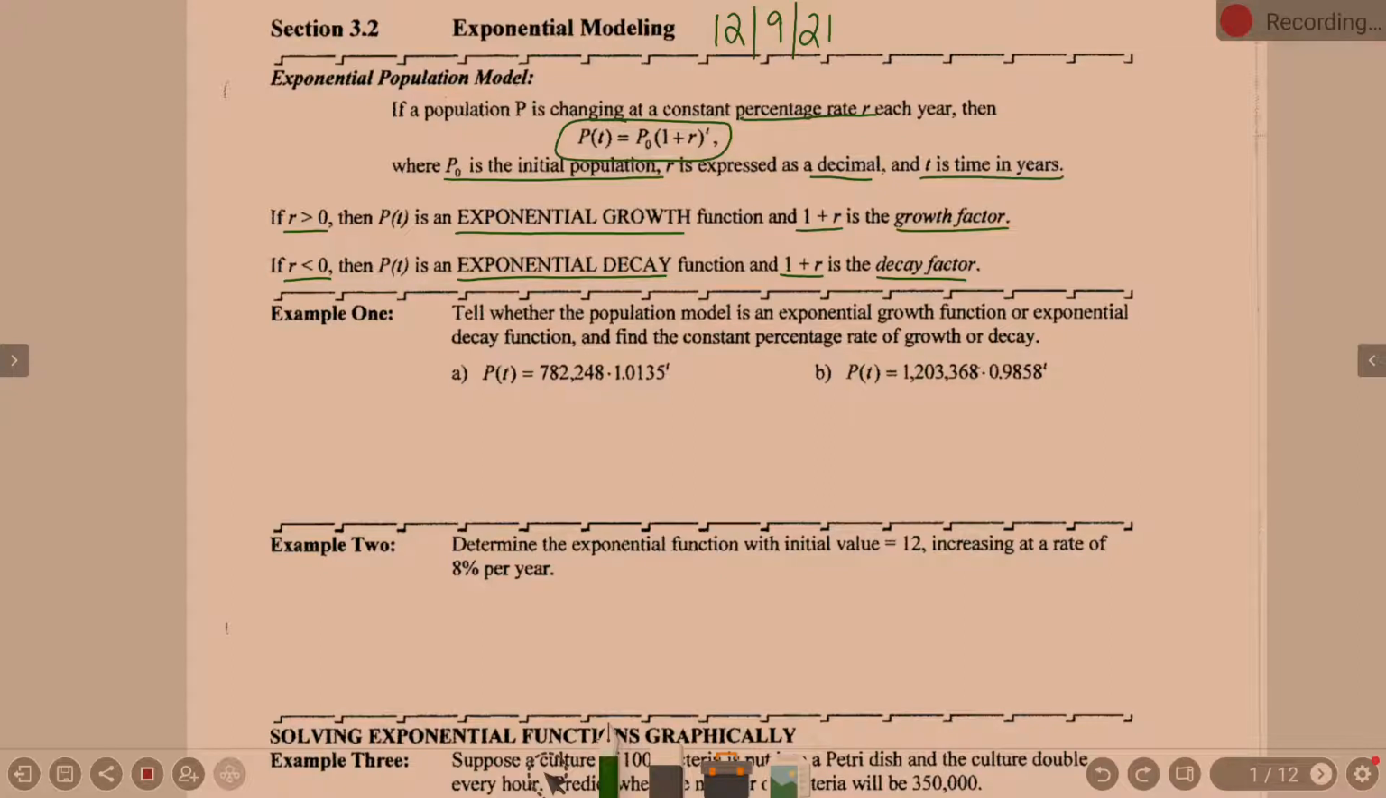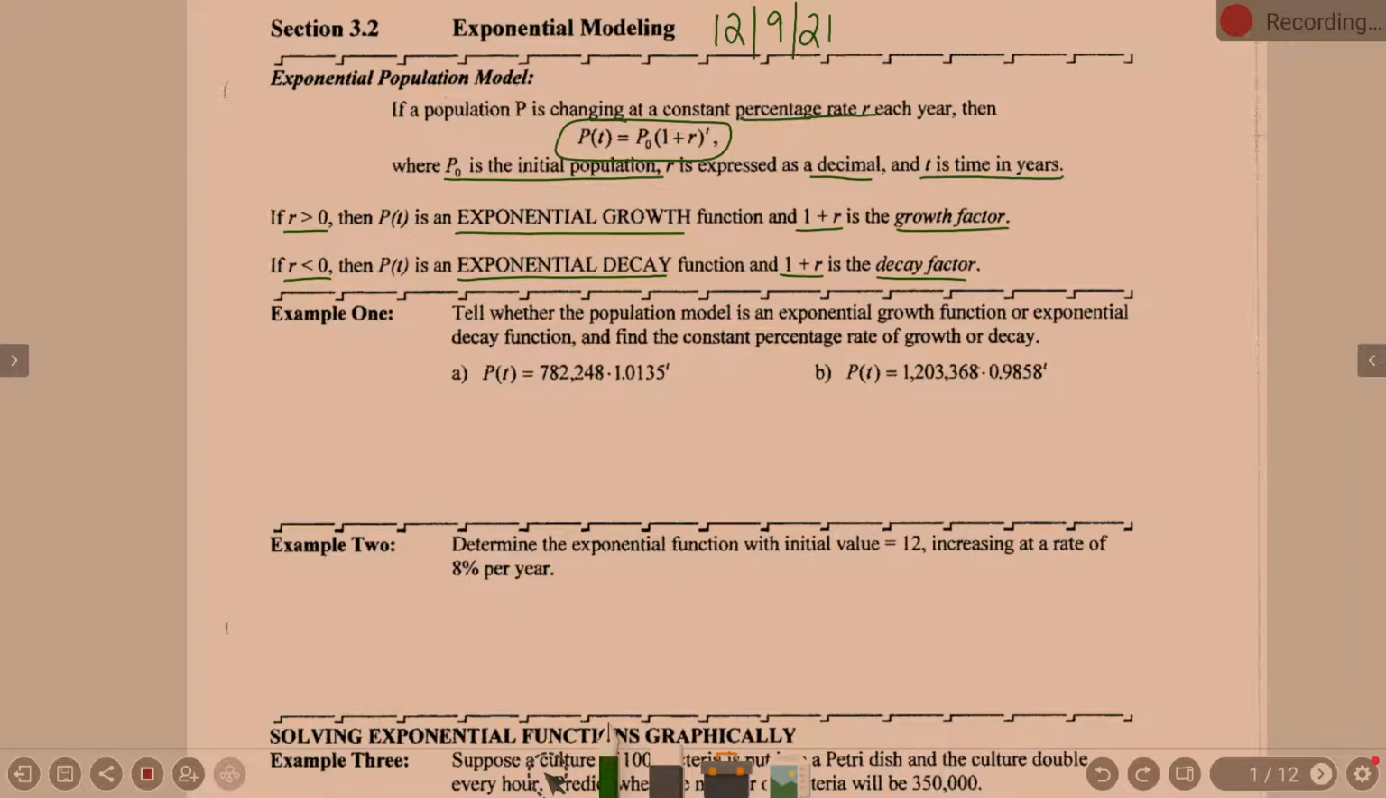Tell whether the population model is exponential growth or decay. And then we're also going to talk about finding the constant percentage rate of growth or decay. So as you look at example A, P of T equals 782,248 times 1.0135, and that is raised to the power of T there. I promise that's a tiny little T. Looks like a 1. It's a T, I promise.